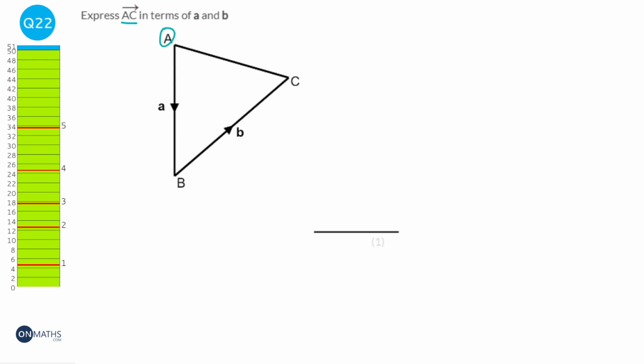So the question asks us to go from A to C. So we're starting at A, going to C. Now it would be nice if we can go straight there. We don't know the name of that road. So we're going to have to go down this road first, and then up this road. So the first road is road A, so we're going to go down A. And then the second road is road B, so plus B.